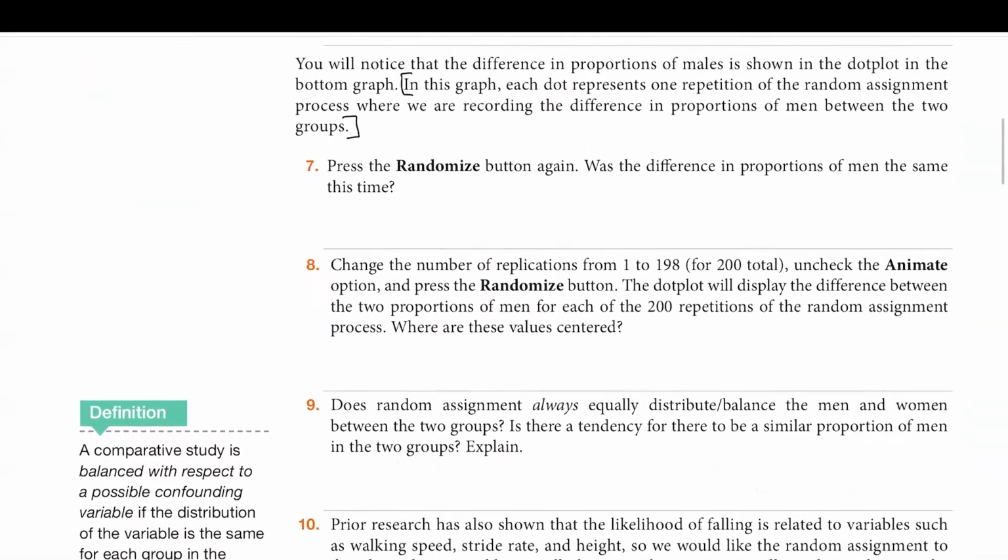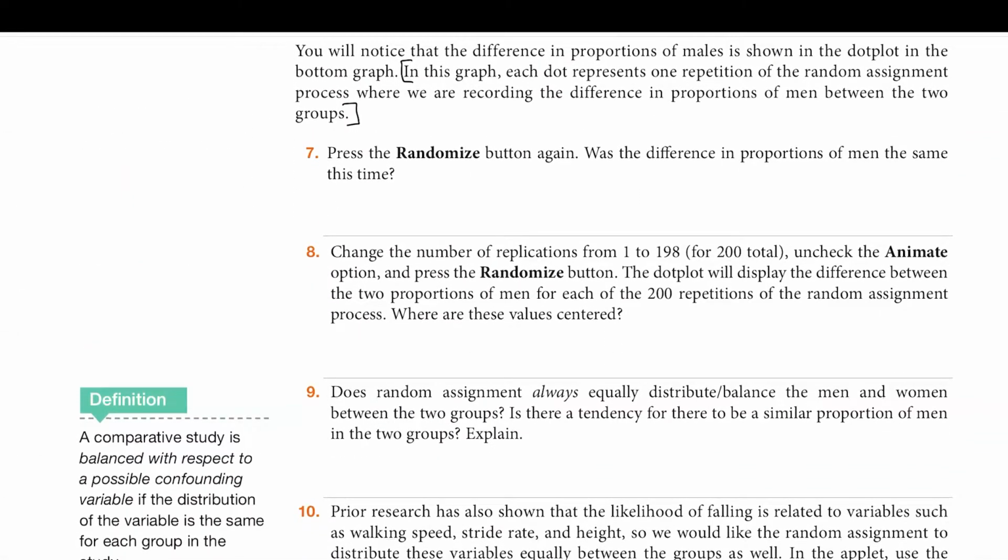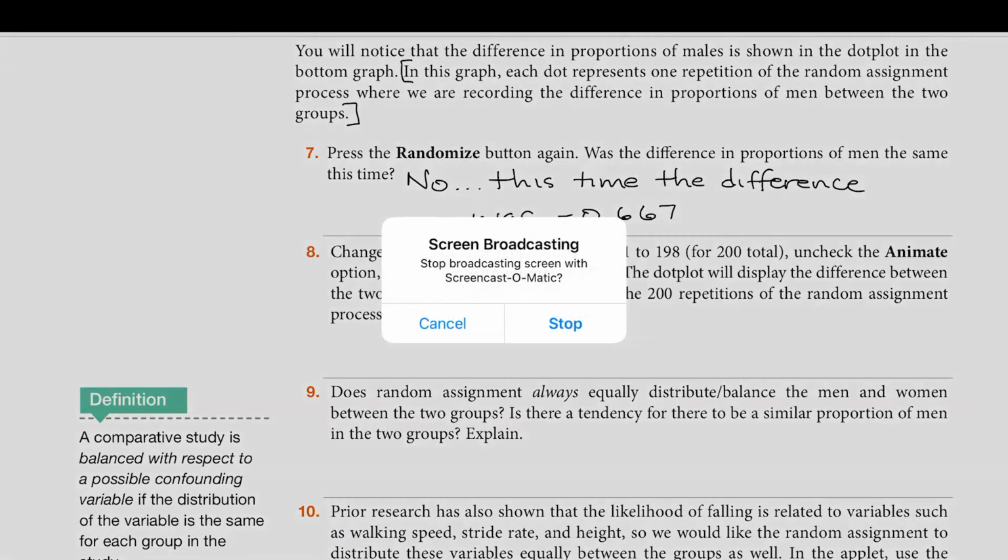Okay, so in the second case, for number 7, the difference in proportions was not the same. In my case, and yours will be different, this time the difference was negative 0.667.